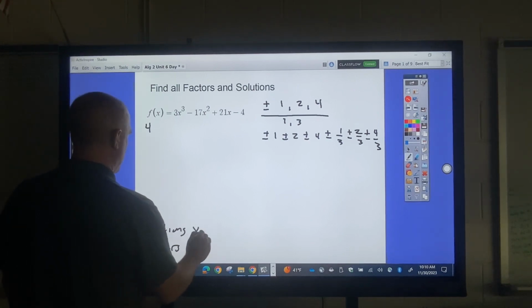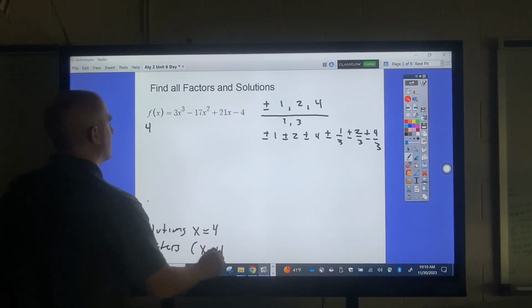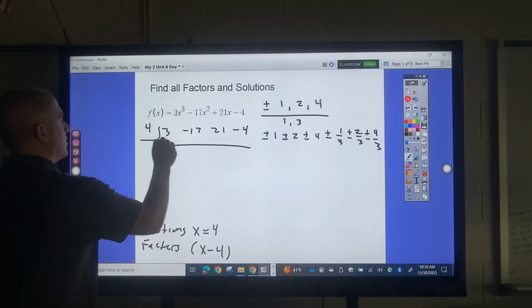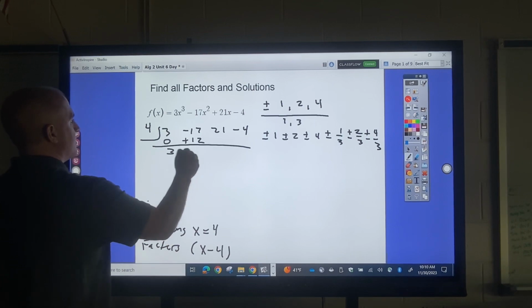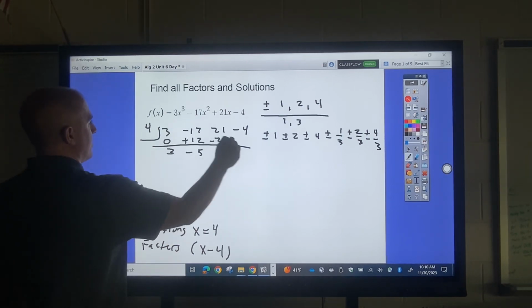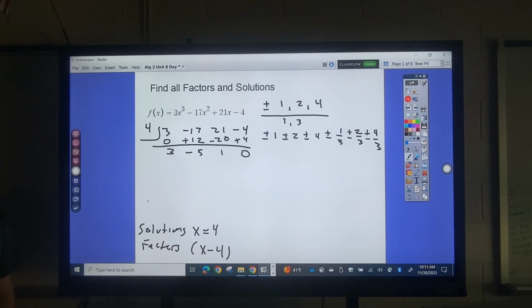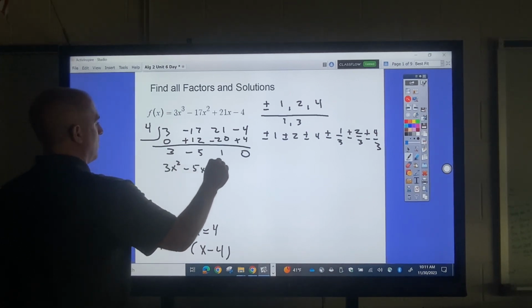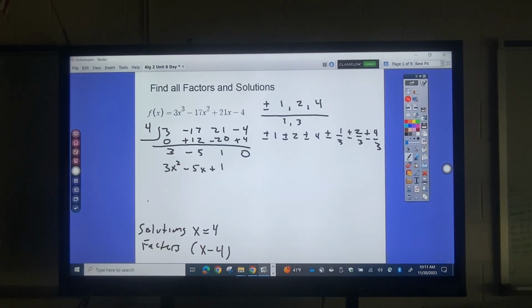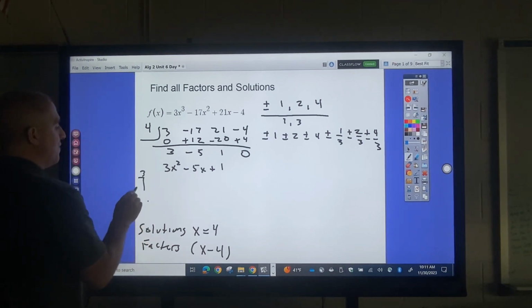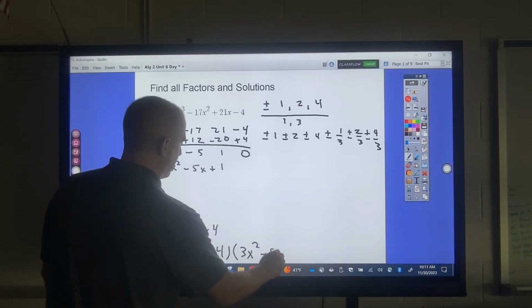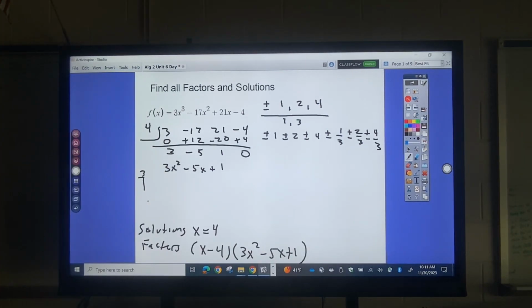So a solution of 4, the factor would be x minus 4. I do synthetic division, just like I've been doing. 3 times 4 would be 12, that's -5, that's -20, that's 1, that's 4, that's 0. So what we got here is 3x squared minus 5x plus 1. Now, if I go to factor that, 3 times 1 is 3. There are no factors of 3 that add up to -5. So this is automatically not factorable, and then I have to use the quadratic formula.